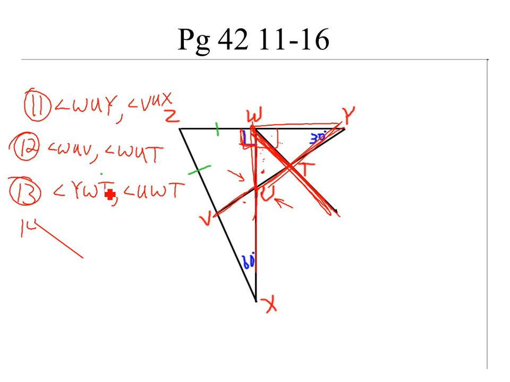Number 14 says name a pair of complementary non-adjacent angles. Well, if we look at these measures right here, this one's 30 degrees, that one's 60 degrees. That adds up to be 90. So it'd be this angle down here at the bottom, which we'll call angle BXU, and this angle up top here, which is angle WYT.